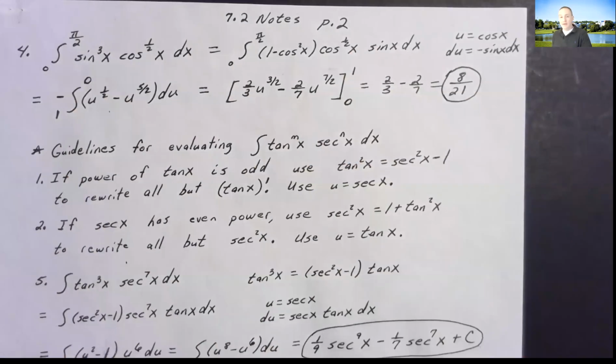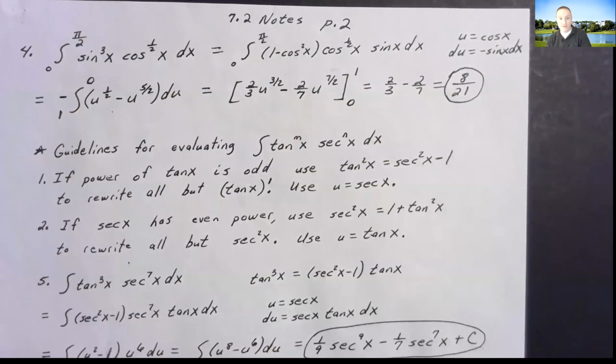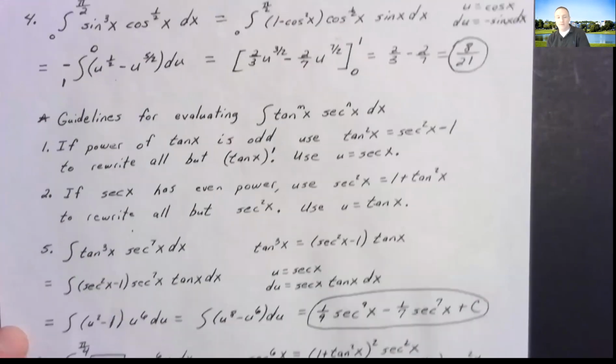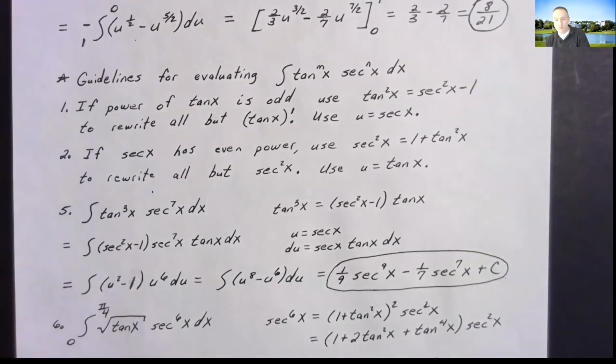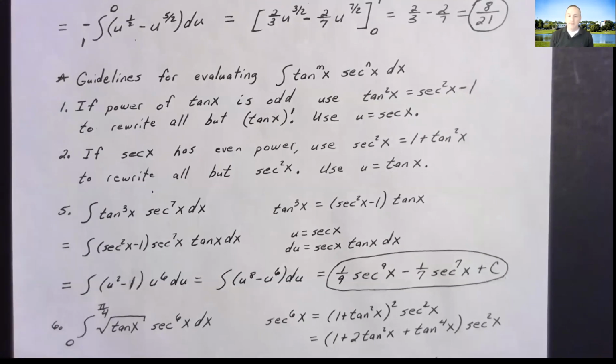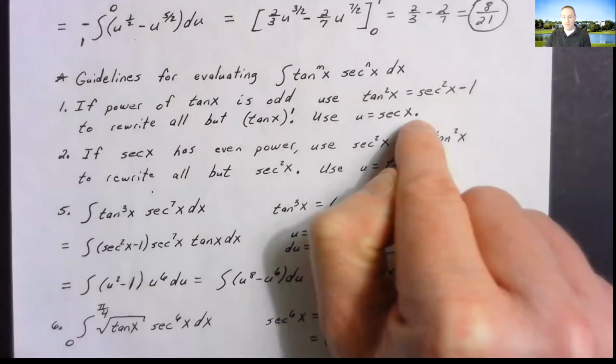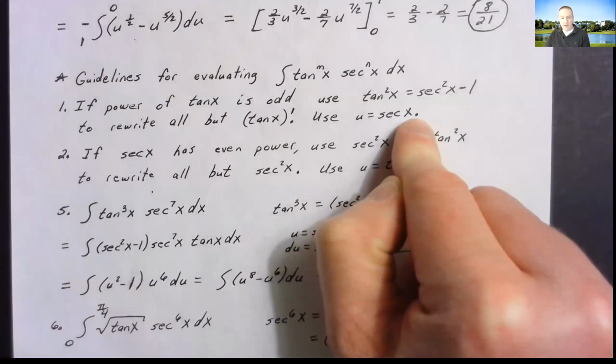The ones I've been looking at thus far have just been dealing with the sine and the cosine functions. You'll have some problems in your assignment that will have integrals with tangent and secant. Please remember, this is just a recap of what I talked about earlier. You look for odd powers of the tangent function, and you're going to rewrite all but one power in terms of the secant function and use the substitution of u equals the secant of x.